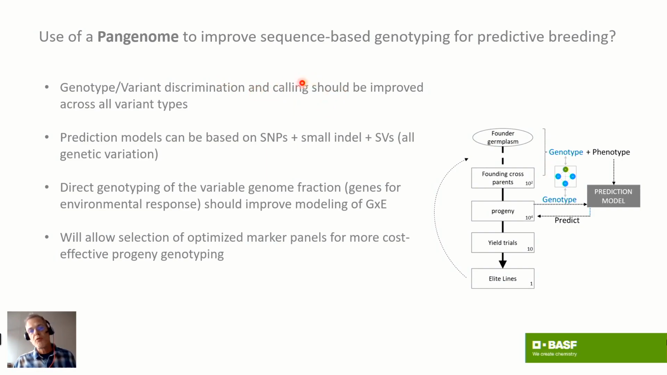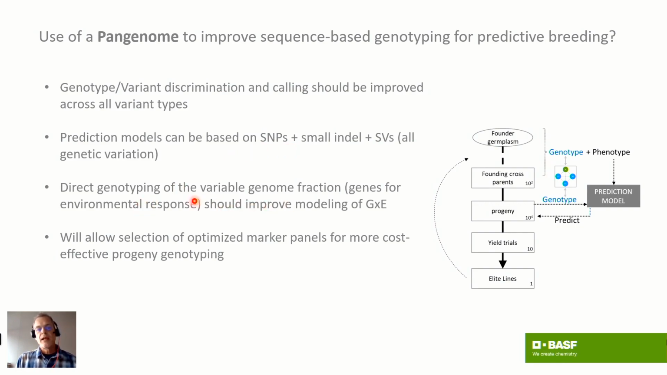So as mentioned, we're primarily focused on SNPs now because they're easy to call and they're easy to call accurately. Prediction models based on a pangenome genotype will also incorporate all of this structural variation. So it'll bring in all genetic variation as opposed to simply the single nucleotide variation.